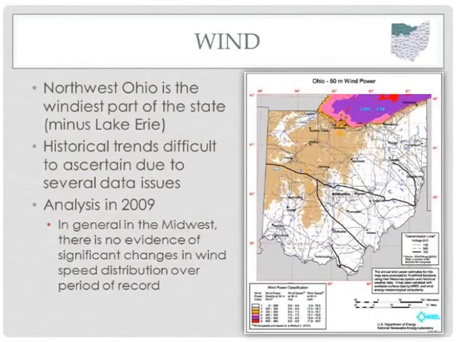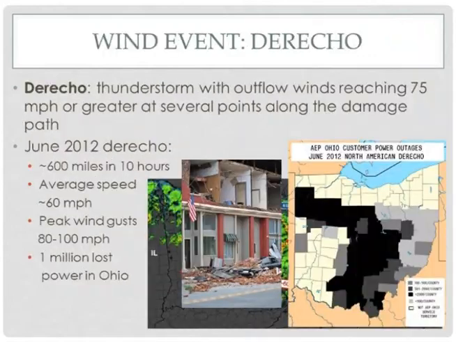So moving on to the last regional variable, which is wind. This figure from the Department of Energy shows that Northwest Ohio is the windiest part of the state. However, unfortunately, due to some data issues with wind information, it's really hard to find studies that talk about the trends in wind speeds over time. However, there was a study done in 2009 that found in general in the Midwest, there really has not been any great change in speed distributions since the early 1970s.